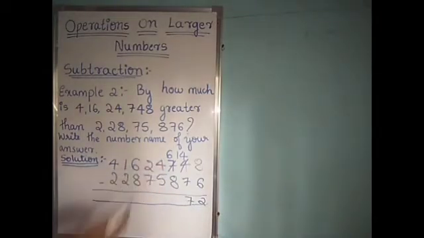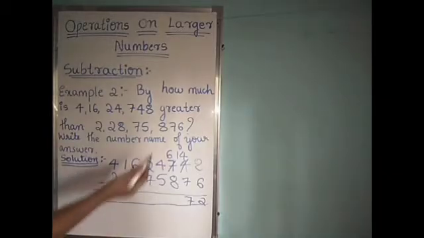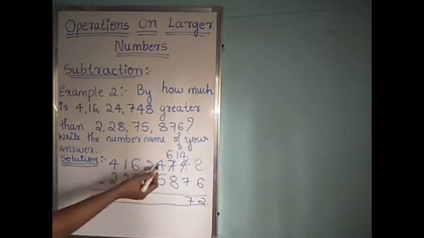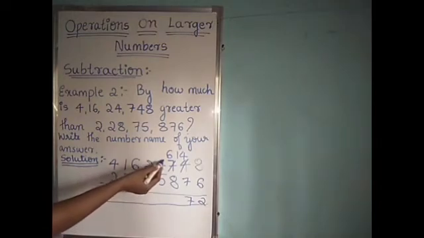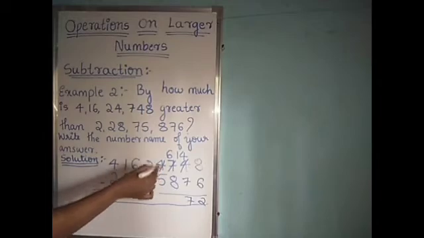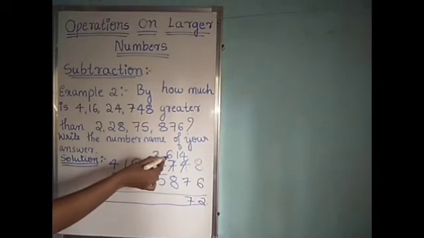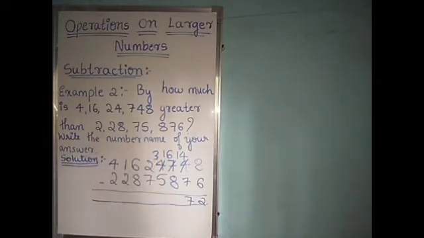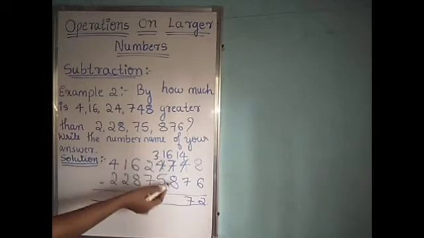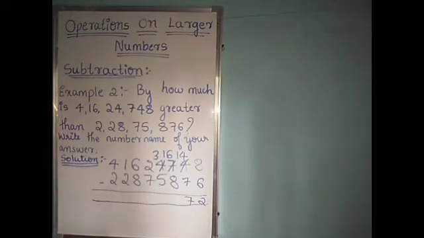Next 6 minus 8 is possible to subtract? No, it is not possible. So what we have to do? We have to borrow from next number. Here next number is 4. If we borrow from 4, then 4 becomes 3 and here 6 becomes 16. 16 minus 8. How much? 16 minus 8 is 8.